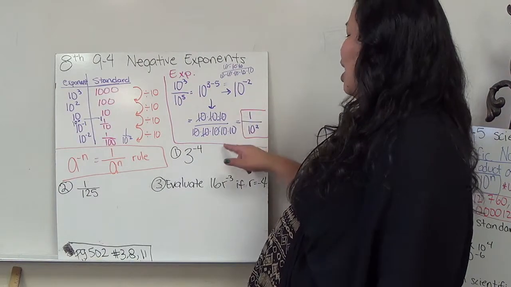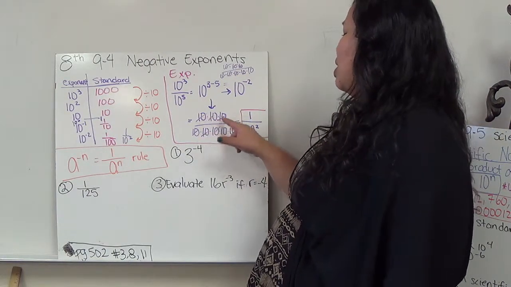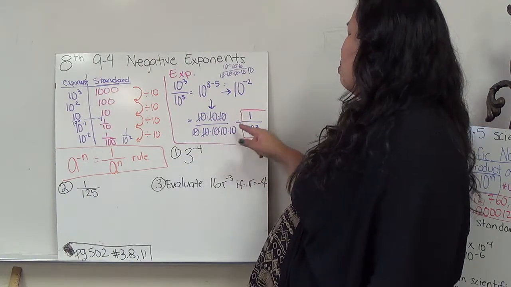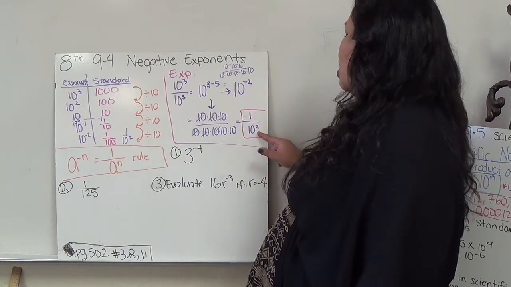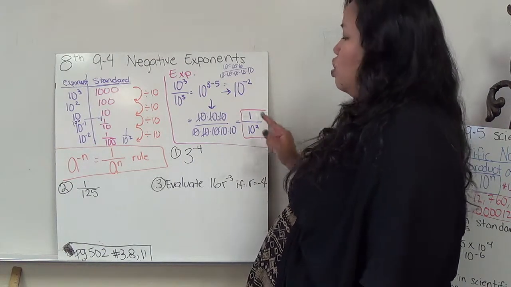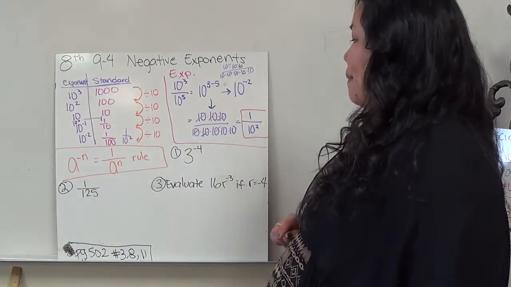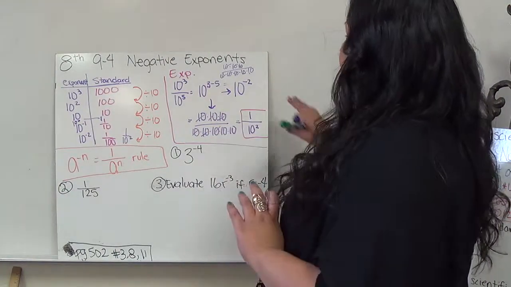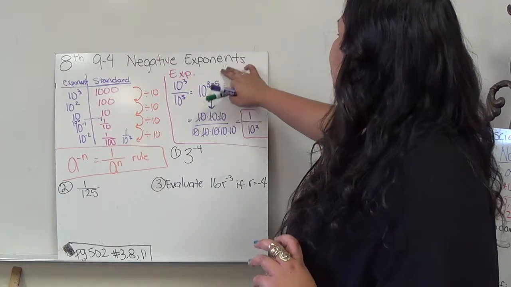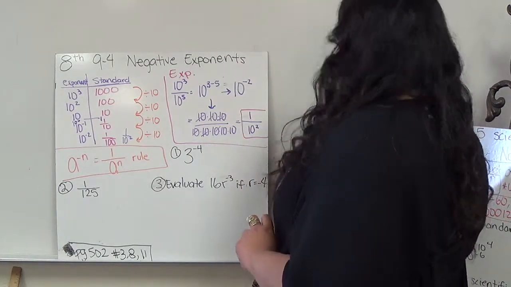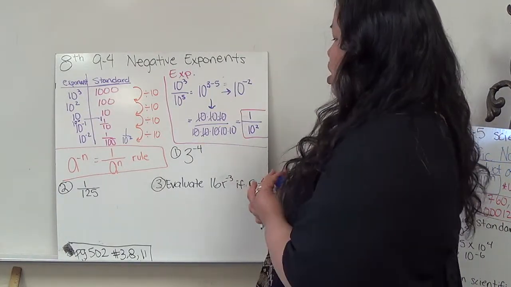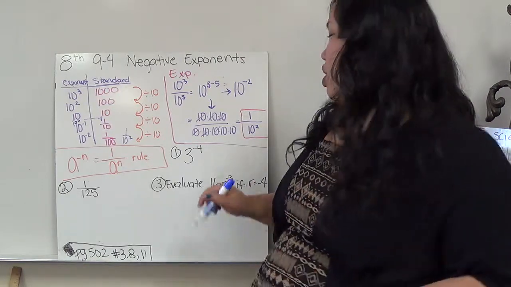Oh, I have it right here. So 10 times 10 times 10, so I only have 2 in the bottom, so that equals 1 over 10 to the 2, which is 1 over 100. Okay? So if that was confusing, I'm sorry, I don't know why I rewrote this again. It's right here. I'm going to try it on number 1. Okay, so hopefully you'll get it from here.